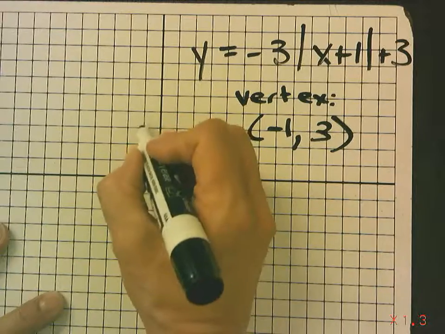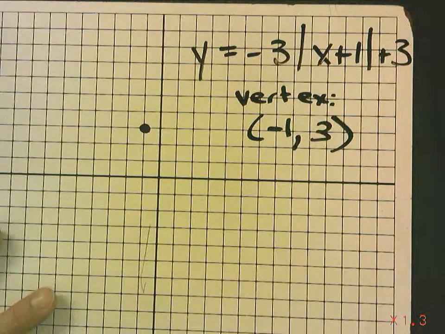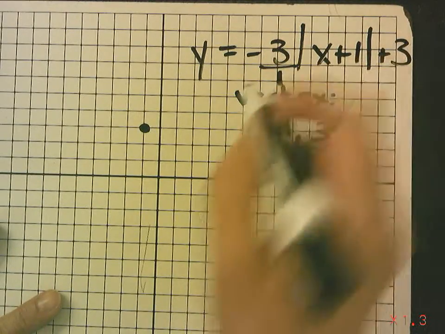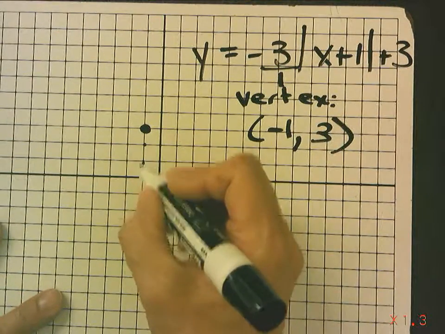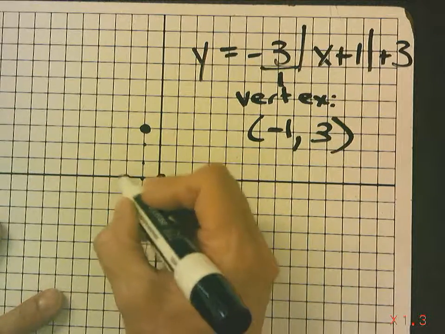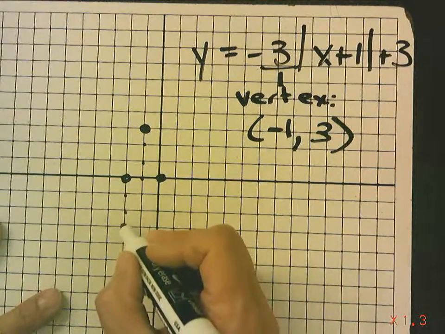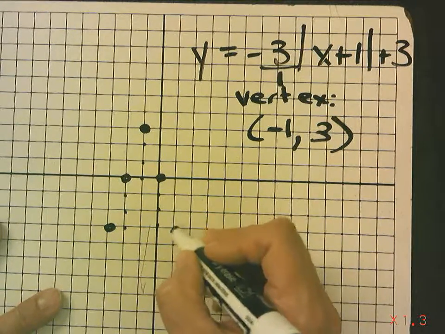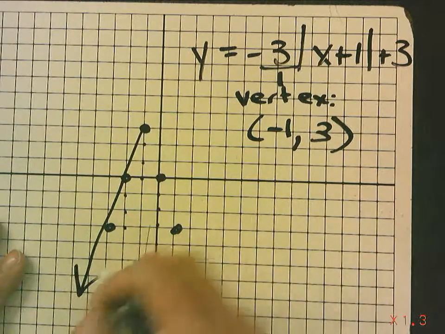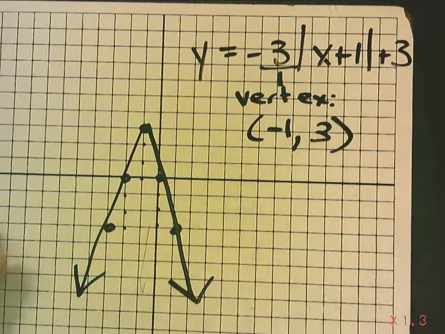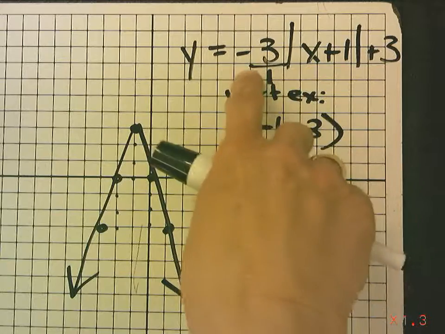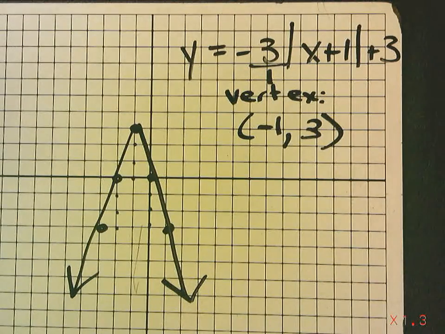So -1, 3. Now, I know that this is going to go down. I go down 1, 2, 3, over 1 in both directions. Then down 1, 2, 3, over 1 in both directions. And this is how you graph this. So when you're graphing an absolute value function, you first find the vertex, and then you rise and run according to whatever the a value is.